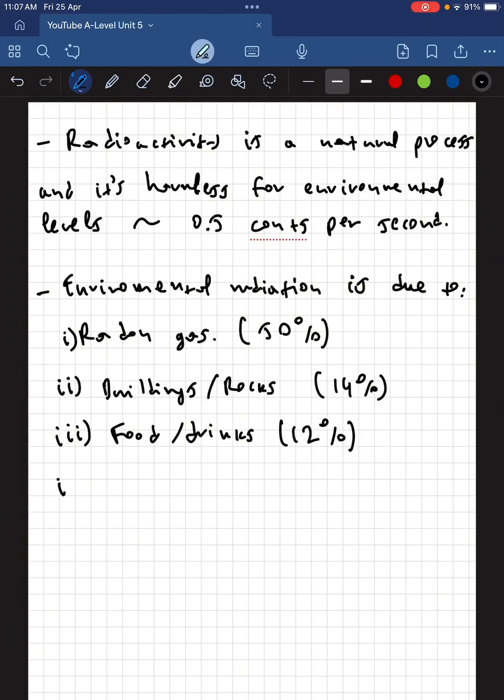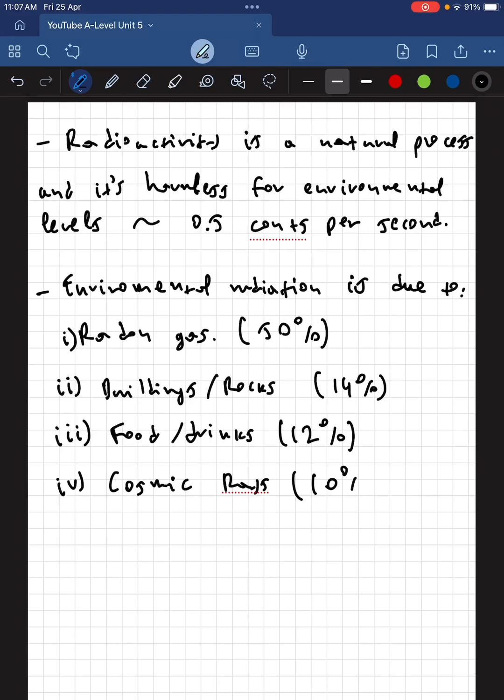And then cosmic rays, maybe you heard of those before. This is radiation that comes from space, pretty much. So it's radiation emitted from other stars in other galaxies, and/or inside our galaxy, or the sun itself. So that's responsible for 10% of environmental radiation.